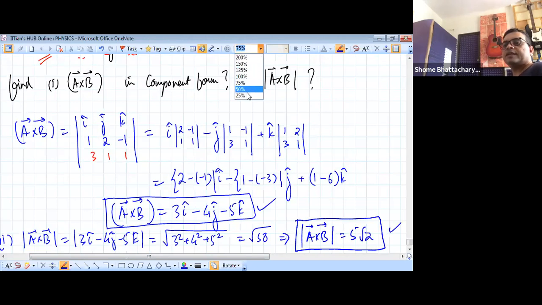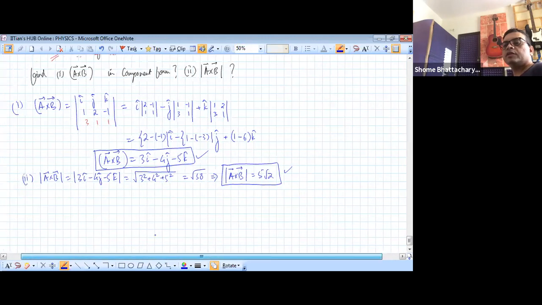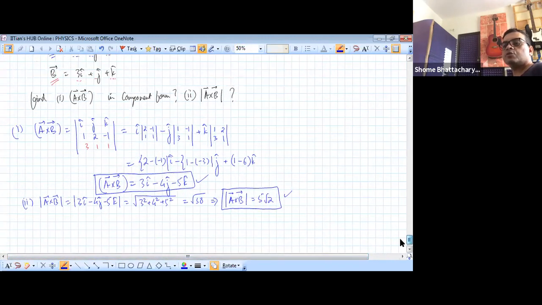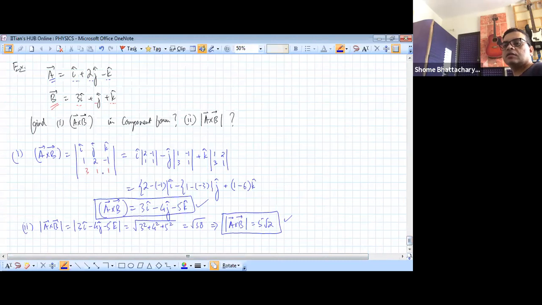Okay, so with a bit of practice, you'll be able to solve these kinds of matrix determinants very easily. And you can see that that's all you have to do for cross product in component form.